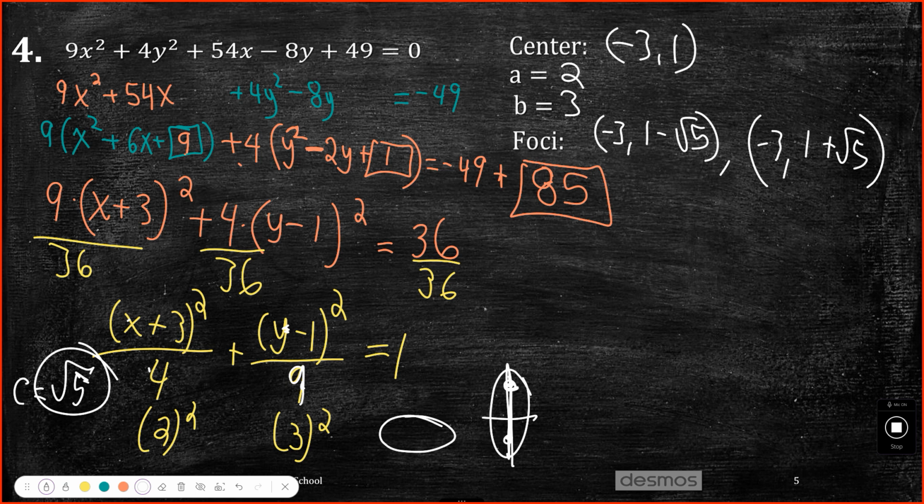And so to graph this, you go to where X is negative 3, positive 1. Then the length along the X is 2, so you go left 1, 2, and then right 1, 2. The length along the Y is 3, so you go up 1, 2, 3, and then down 1, 2, 3. And then you draw the ellipse that is messed up right here.